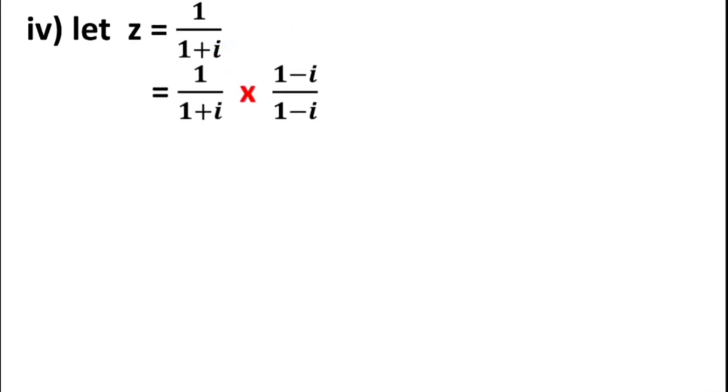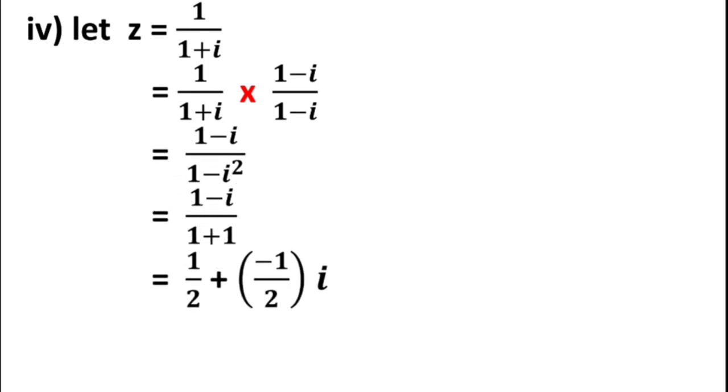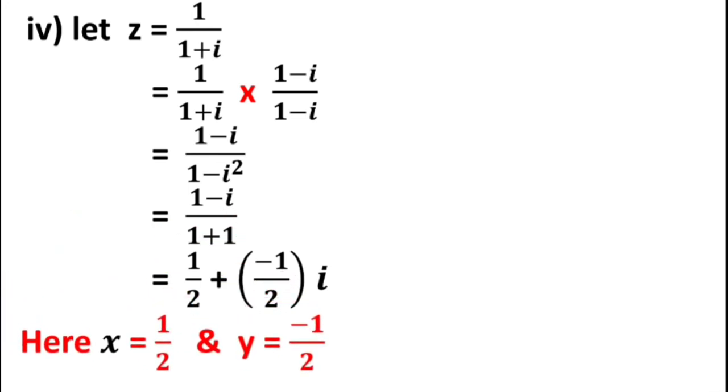Now fourth part, fourth sub question, let z is equal to 1 upon 1 plus i. See, this complex number is not in proper form, so you have to convert it in x plus i into y form. That's why you have to multiply and divide by the conjugate of the denominator. It is nothing but 1 upon 1 plus i into 1 minus i upon 1 minus i. So it becomes 1 minus i upon 1 minus i square. What is i square? Minus 1. That is 1 minus i upon 2. So it becomes 1 by 2 plus minus 1 by 2 into i. Here x is equal to half and y is equal to minus half.